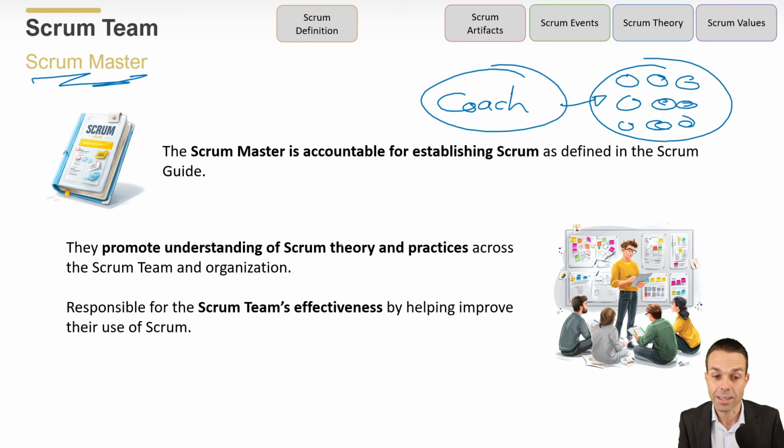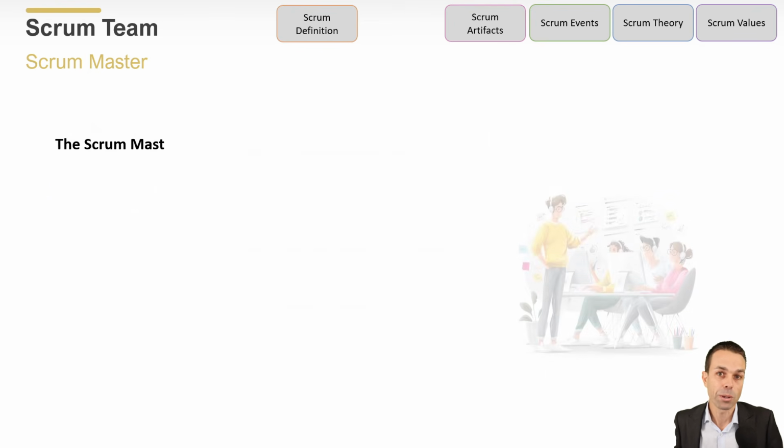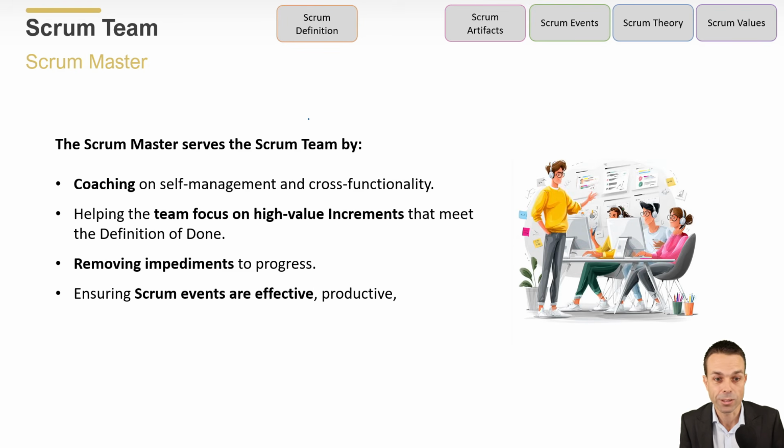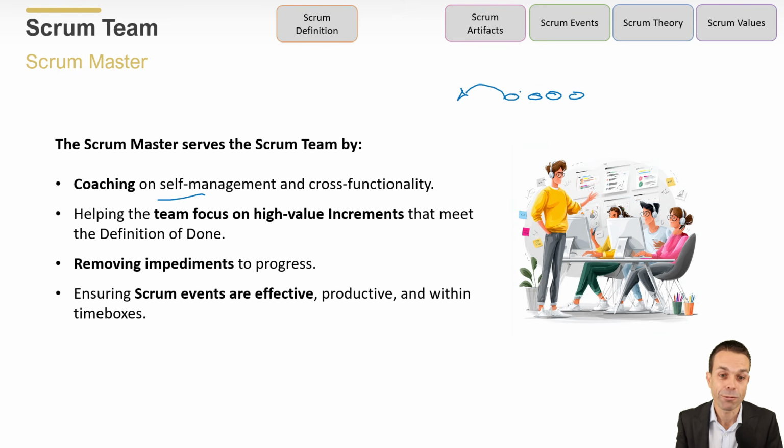They promote the understanding of Scrum theory and practices throughout the Scrum team and the organization, and they're responsible for the team's effectiveness by helping improve their use of Scrum. But most of all, the Scrum Master serves the team by coaching on self-management and cross-functionality. For example, have we got the right people in the team, or are there people outside of the team that we're relying on? That's going to slow us down. We need to bring them into the team if we can. We need our team to be cross-functional.